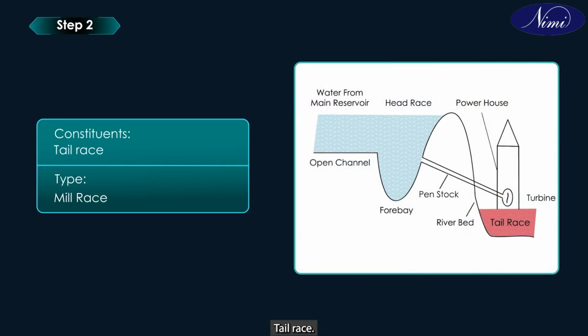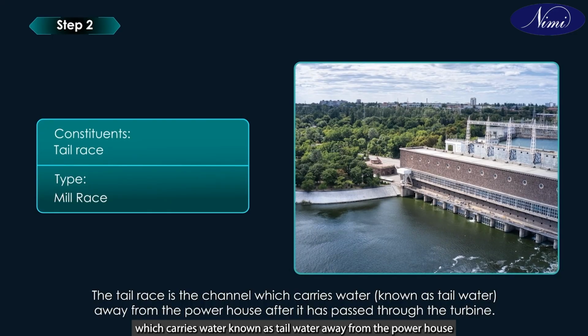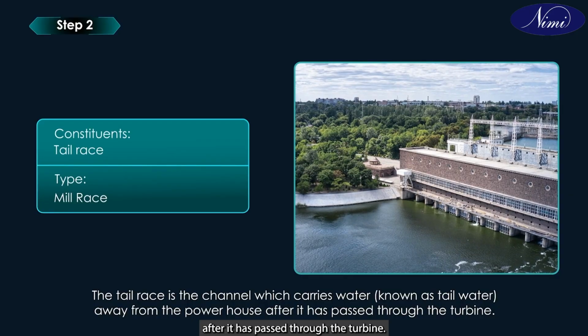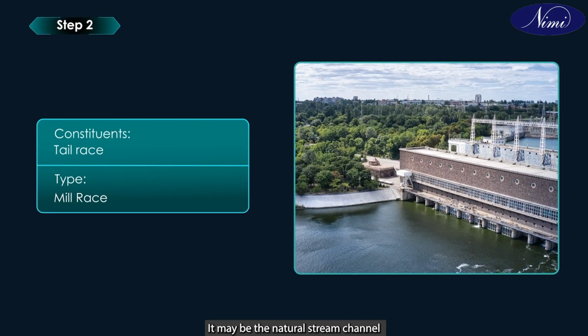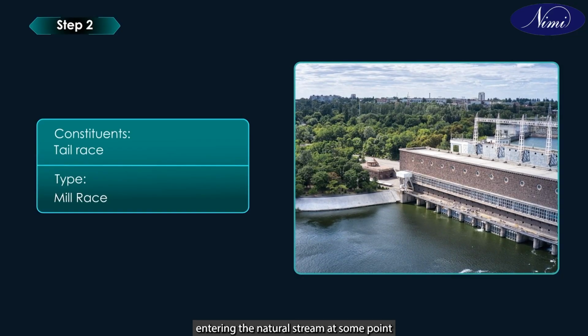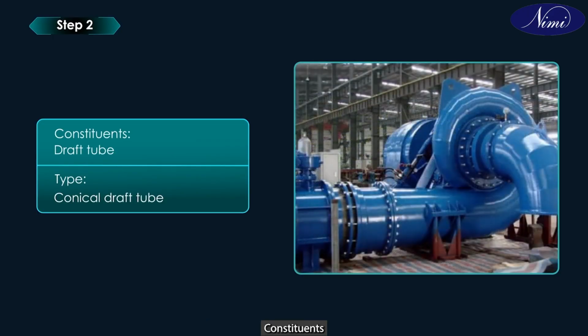Constituents: tail race. Type: mill race. Function: the tail race is the channel which carries water, known as tailwater, away from the powerhouse after it has passed through the turbine. It may be the natural stream channel or a specially excavated channel entering the natural stream at some point downstream from the powerhouse.